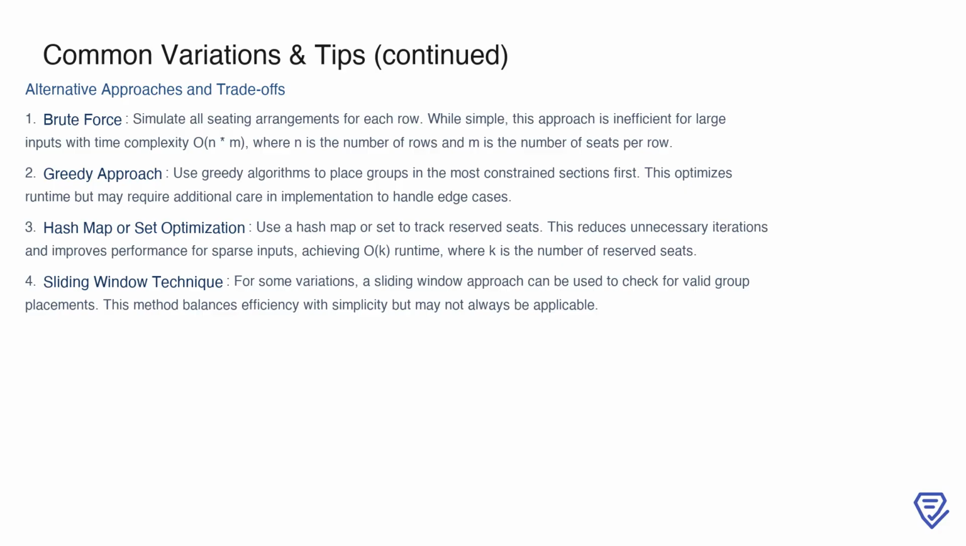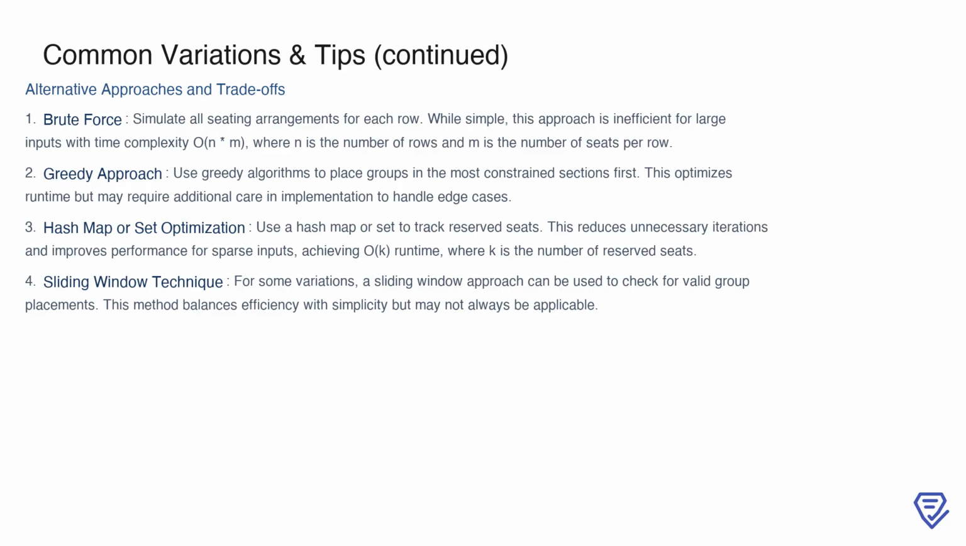The brute force method involves simulating all possible seating arrangements for each row. While straightforward, this approach is inefficient for large inputs, with a time complexity of O(n*m), where n is the number of rows and m is the number of seats per row. A more efficient option is the greedy approach, which focuses on placing groups in the most constrained sections first. This method improves runtime but requires careful handling of edge cases. Using a hash map or set to track reserved seats is another optimization.